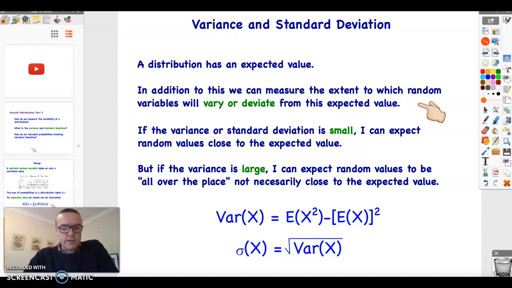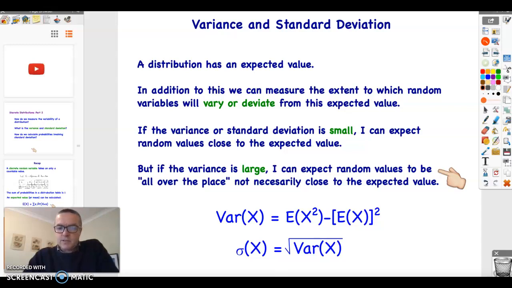The other side of the story is how much that distribution can vary between different values in and around that expected value. So if a distribution has a small standard deviation, that tells us that we can expect random values that are fairly close to the expected value or the mean. And the larger the variance or the larger the standard deviation, our distribution varies a lot from that expected value. It can be all over the place, not very close to the expected value.